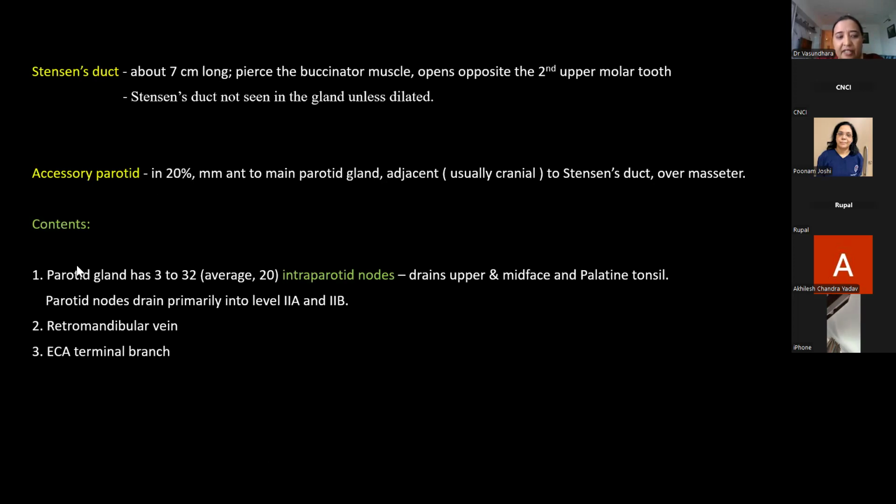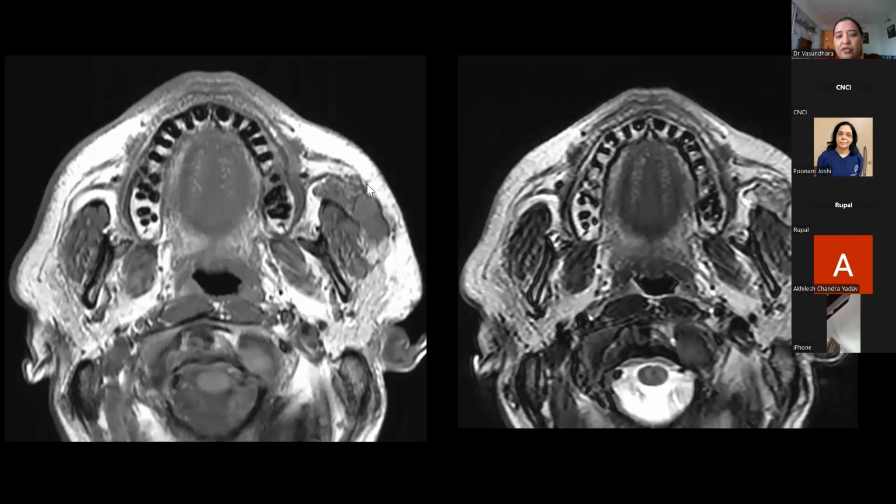The contents we will see are nodes, the retromandibular vein, and the ECA. So the duct, how is the duct seen? The duct is not seen within the parotid. It is seen outside the parotid. Only when it is dilated do we see the duct within the parotid.